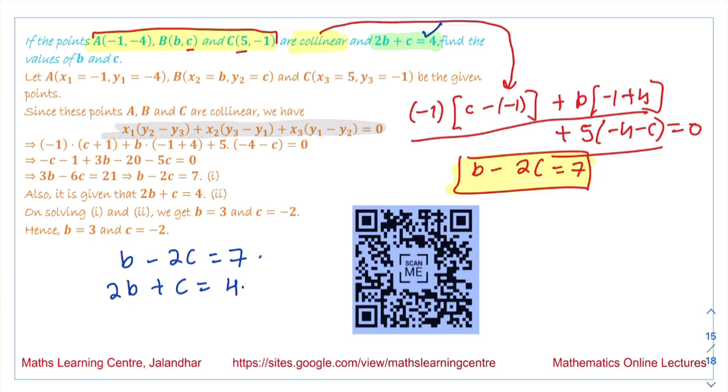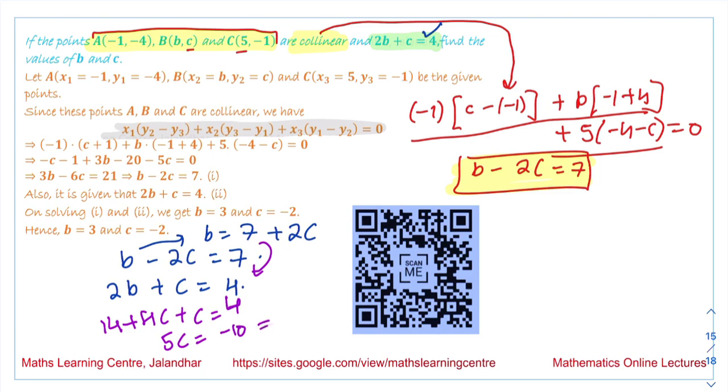On solving these two equations, from this we get b is equal to 7 plus 2c. So it is 14 plus 4c plus c is equal to 4. So 5c is equal to minus 10, so the value of c is minus 2. Substituting this value over here, the value of b we will get is 3. So the final answer we are getting is that b is equal to 3 and c is equal to minus 2. These are the two required values of b and c.